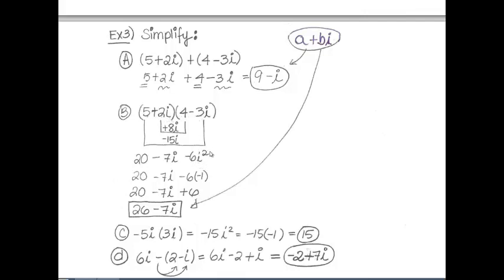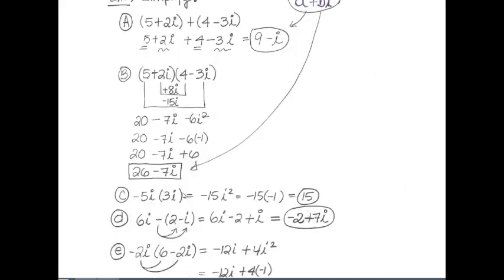Now remember, i squared is negative 1. So basically I copy everything and I replace the i squared with negative 1. Negative 6 times negative 1 gives you positive 6. 20 plus 6 gives you 26. And you bring down the negative 7i. So as you know, I wrote it in the format that they usually request.